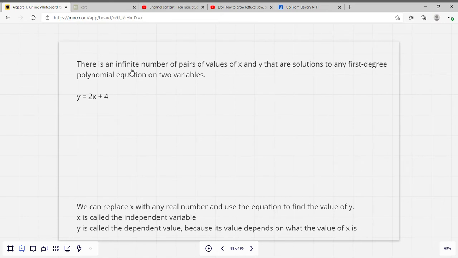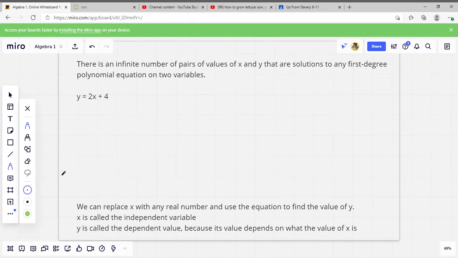All right, there's an infinite number of pairs of values of x and y that are solutions to any first degree polynomial equation in 2 variables. So this is a first degree polynomial equation in 2 variables. That means we've got 2 variables, an x and a y, and they're both first degree, so this is a first degree polynomial equation. So to solve one like this, we can use any numbers to replace x and come up with something for y. So let's make a little chart.